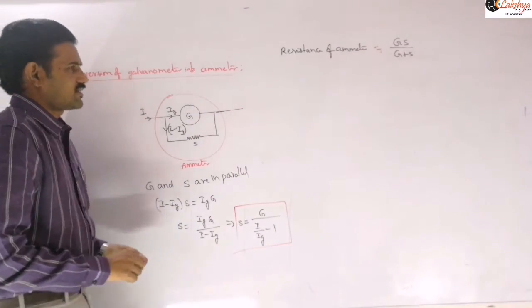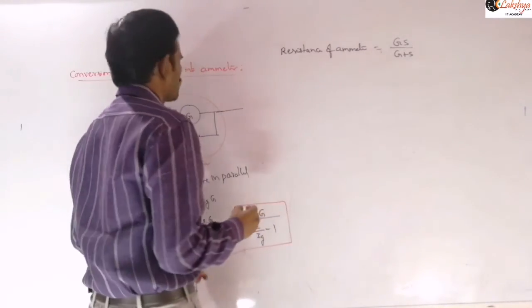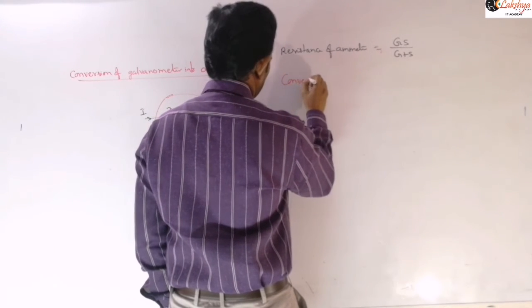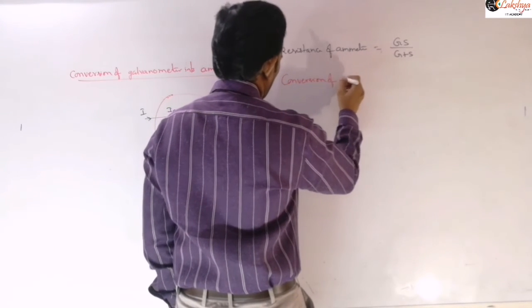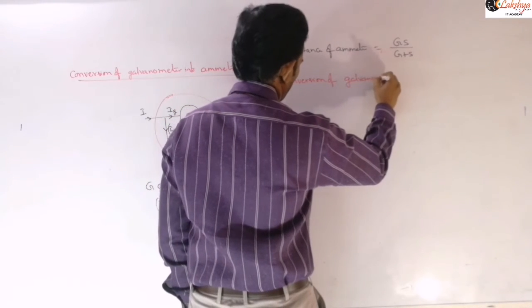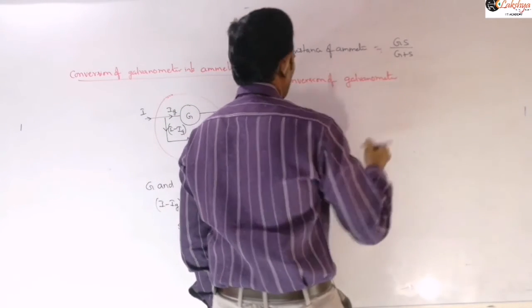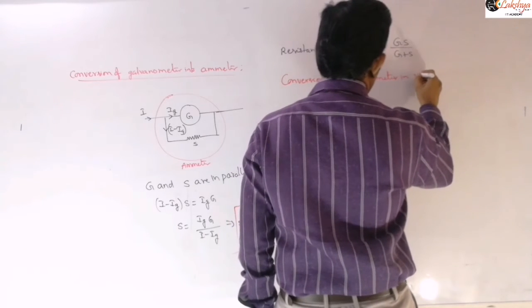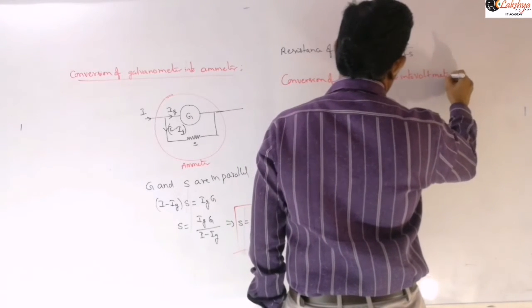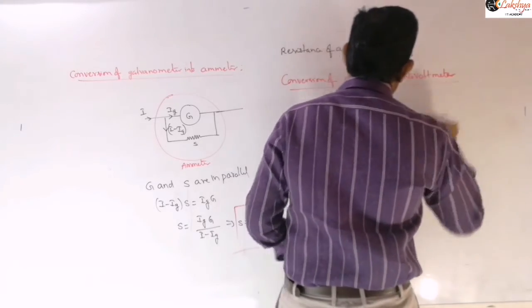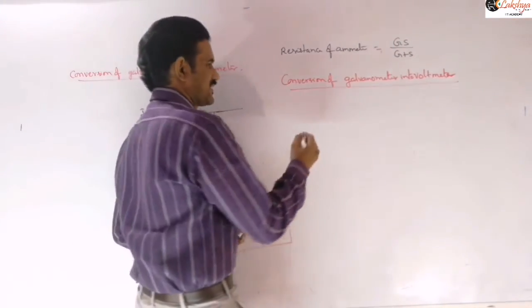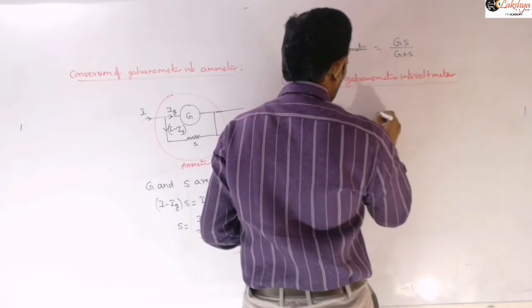And so next here, conversion of galvanometer into voltmeter. Voltmeter should possess a very high resistance, and so we should connect a high resistance in series with this galvanometer here.